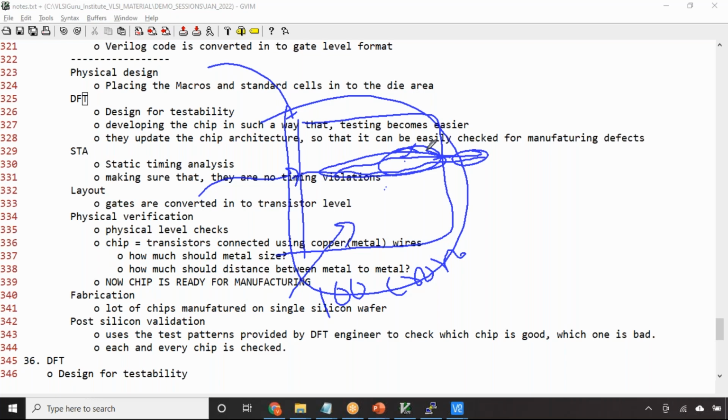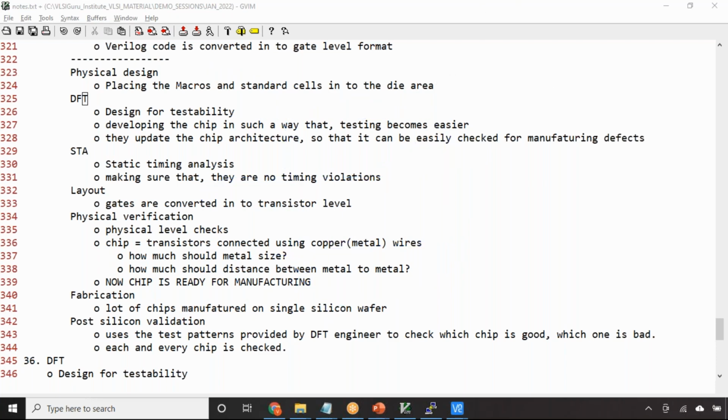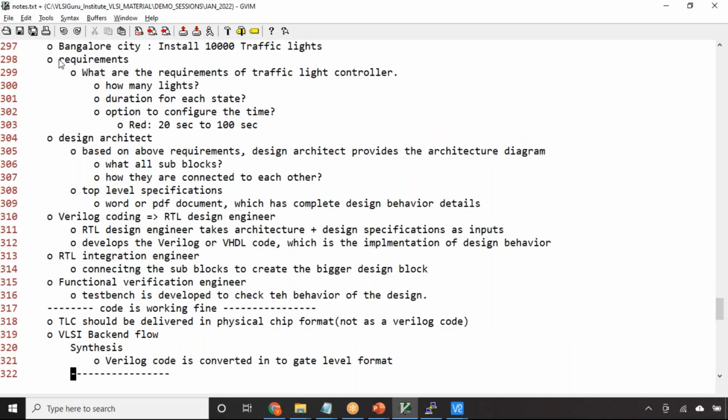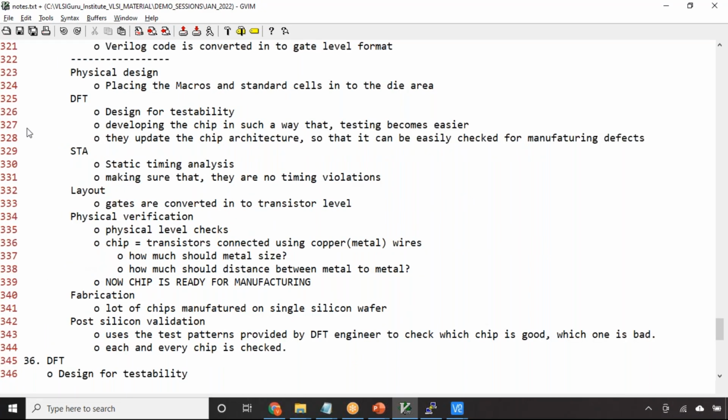Any other questions? This VLSI design flow you just explained using that traffic light controller, will we be implementing this in Verilog as such? See, I gave this flow to give you a bigger level picture. We will not be talking about these things anytime.